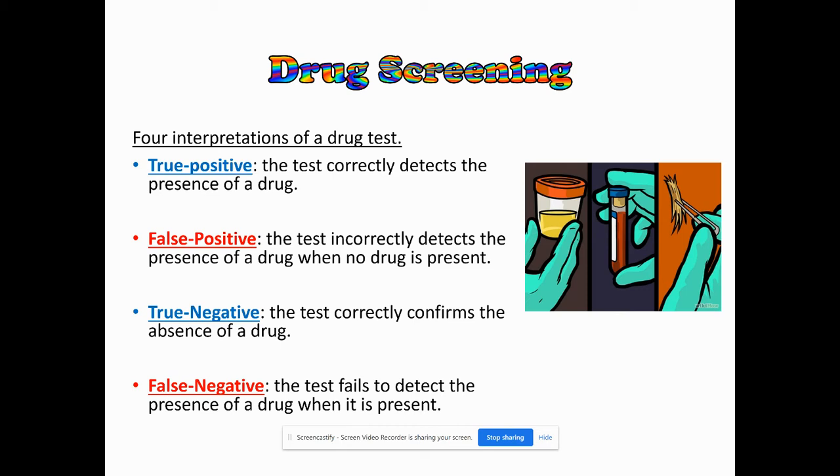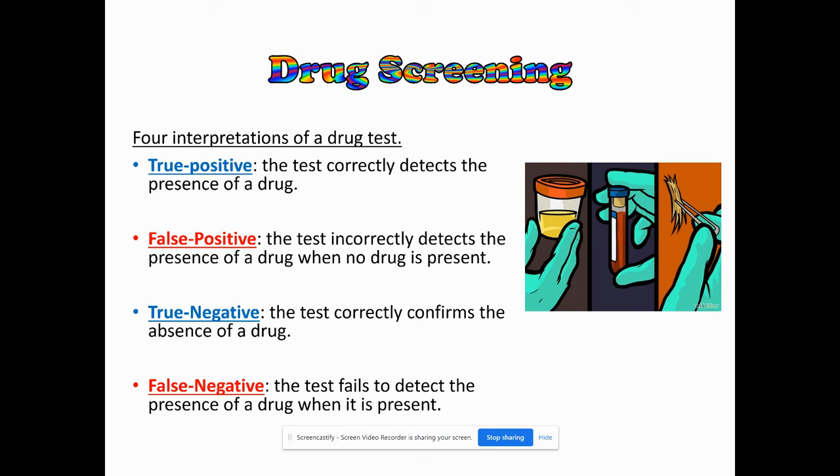So there's four interpretations of a drug test. So you go in, you are trying to get a job at a really nice place. This is a place you want, and so they're gonna drug test you. So you take a drug test. There's four outcomes. One is a true positive. The test correctly detects the presence of a drug. So if you had drugs in your system because you have been consuming drugs, and then you got drug tested and they found it, that's called a true positive.